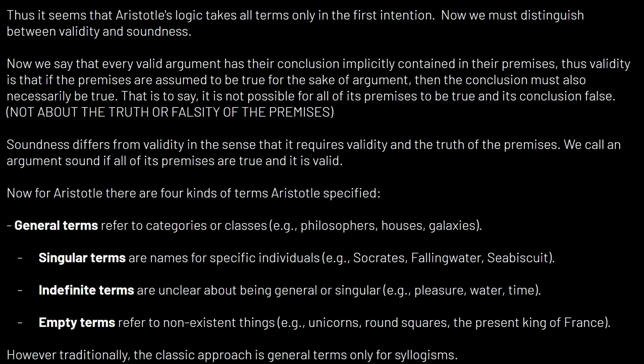Now for Aristotle, there are 4 kinds of terms Aristotle specified. That is general terms, singular terms, indefinite terms, and empty terms, which we have already discussed. Empty terms are like chimeras, unicorns, round squares, the present king of France.